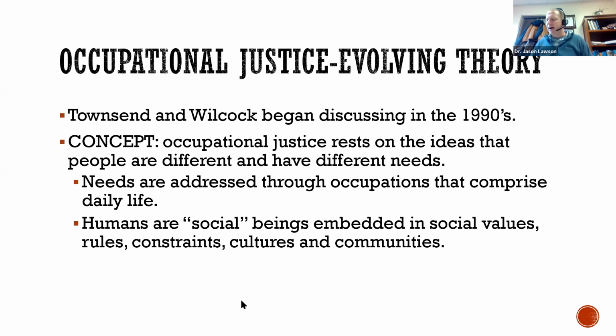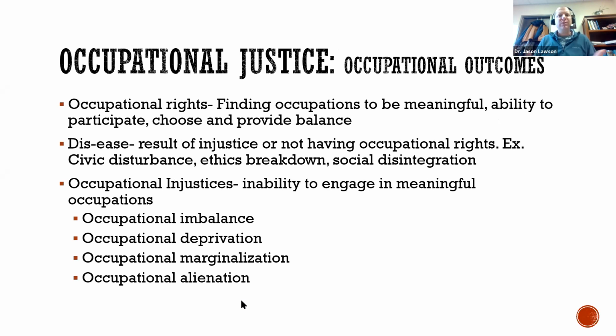Right. And so when we look at what are the outcomes, right? What is the change mechanism for using or viewing people through that occupational justice lens, right? What's that change mechanism? Well, it's finding occupations to be meaningful, allowing them the ability to participate, and giving them the choice in their occupations and providing balance, right? So just having that occupational right to find occupations, to participate, to have choice in what occupations they want to engage in, and to provide balance in their life.